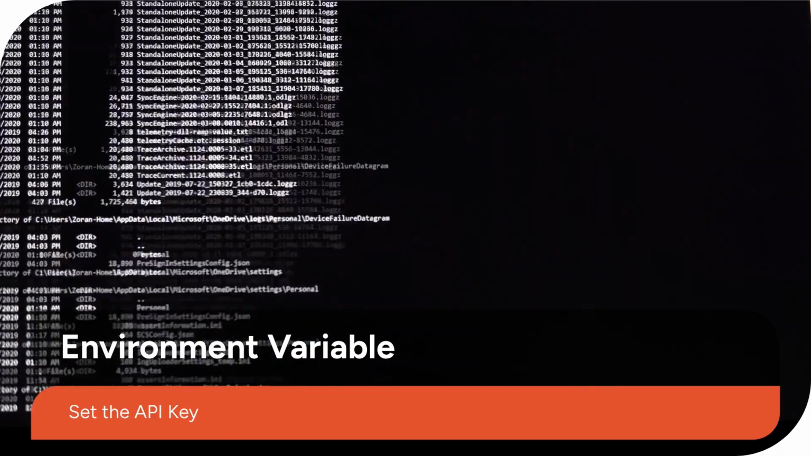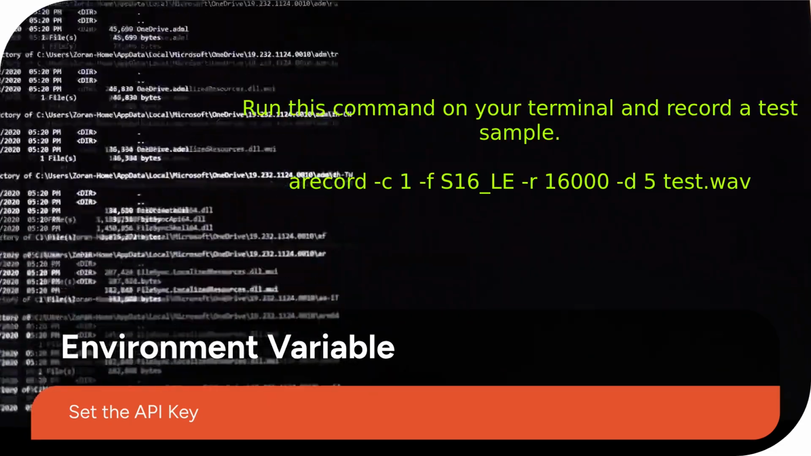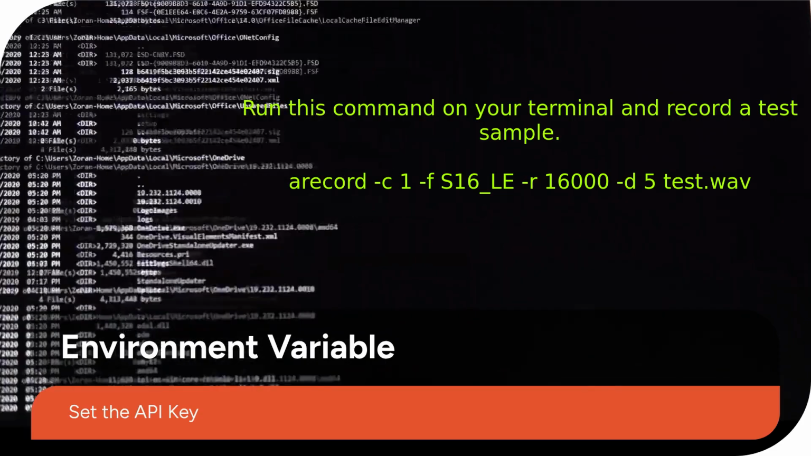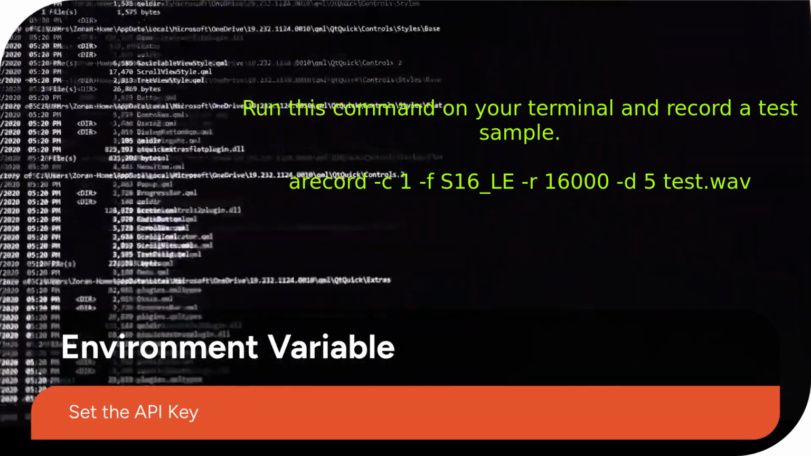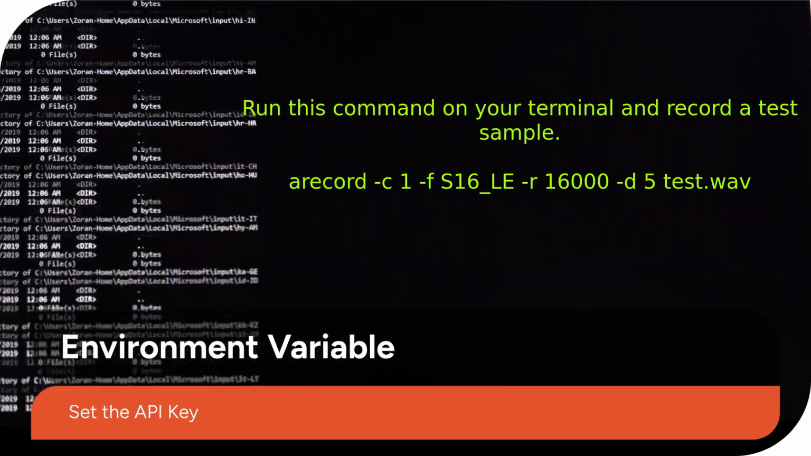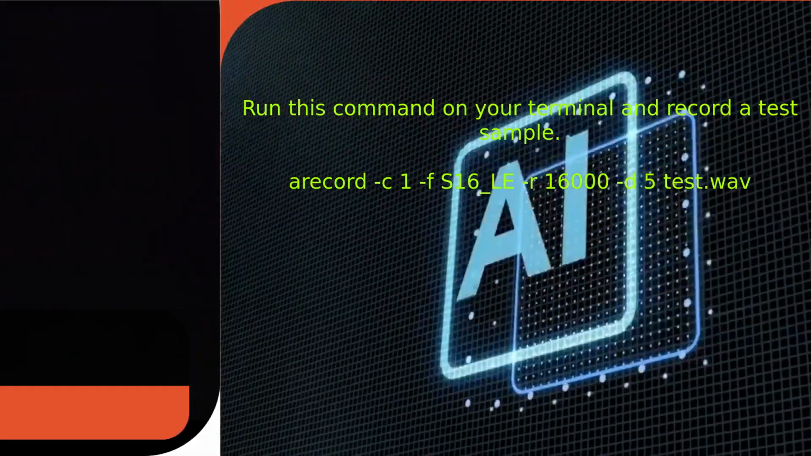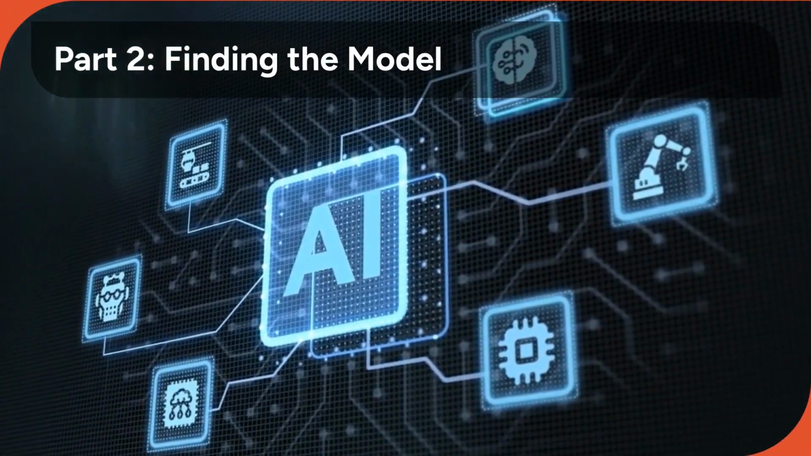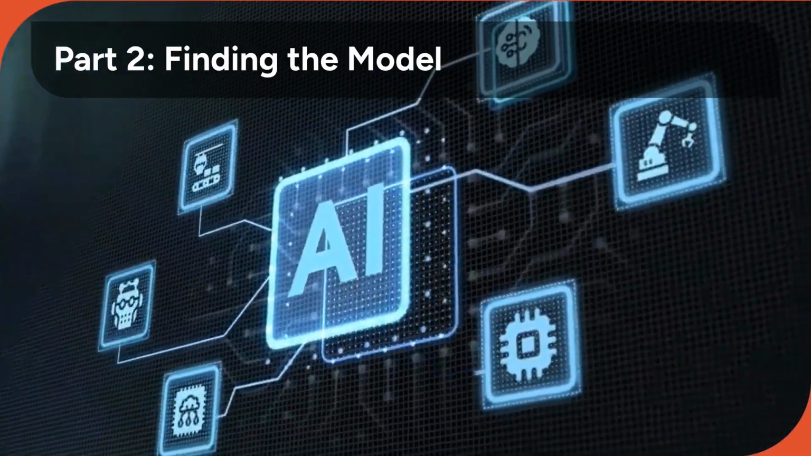Before writing any code, I tested my Linux audio pipeline to ensure my system could actually hear me. You can run this standard command. Speak into the mic for 5 seconds, and then play that test.wav file back. If you hear yourself, your hardware is ready. Now, let's move on to part 2, where we locate the specific model needed for our real-time, bidirectional communication.